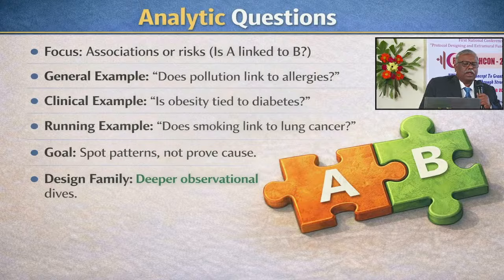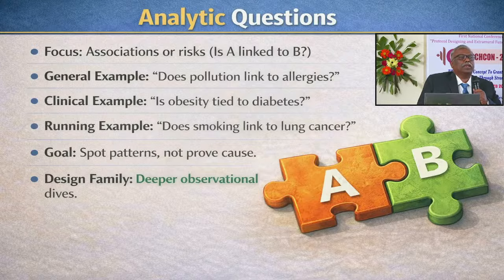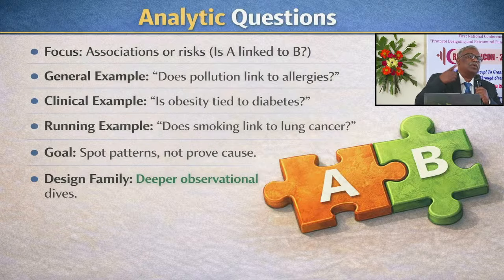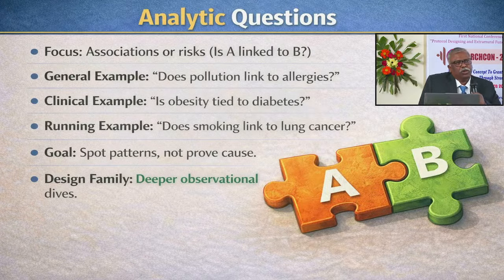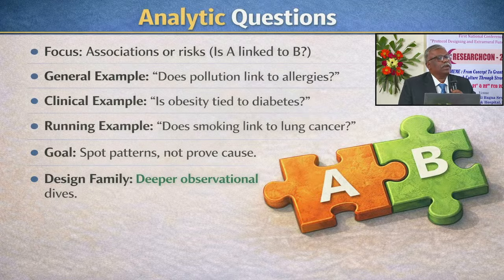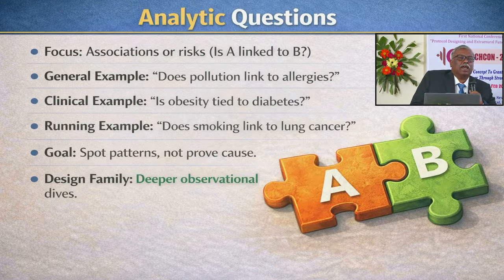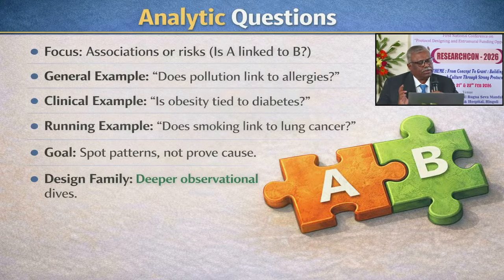The running example that we have taken for all types of research questions and for all types of study designs is smoking and lung cancer. So again we go to smoking and lung cancer. Running example: does smoking lead to lung cancer? This is analytic. We are going to associate the exposure, here smoking, with a disease outcome, that is lung cancer.